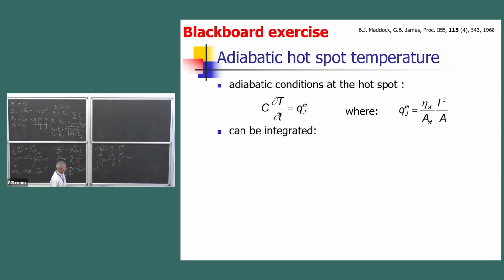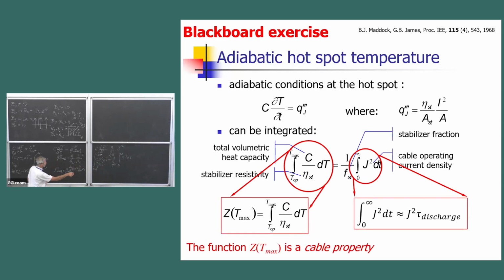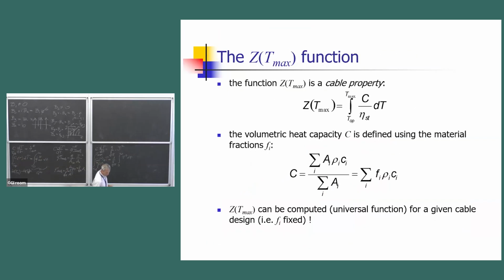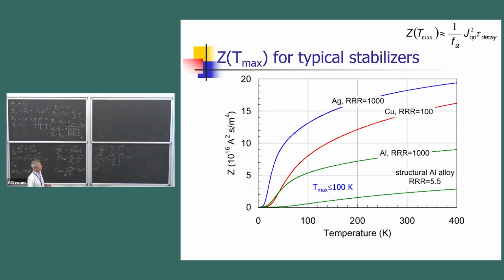Okay, so actually, this function here, which is that one, is a function which we call Z, a material property. This function here is nothing else but the J square times the full time for the dump, like we called it the tau discharge before. And as I said, that Z is a material property. Okay, so let's forget about the fractions of material. It's just a very dumb exercise. What is important is that we can plot that Z for different material.